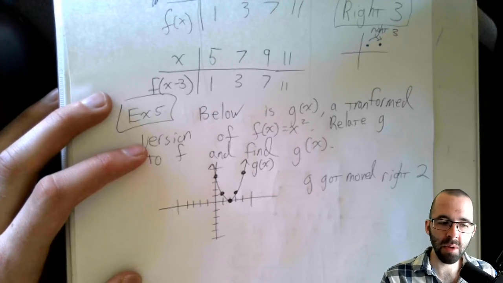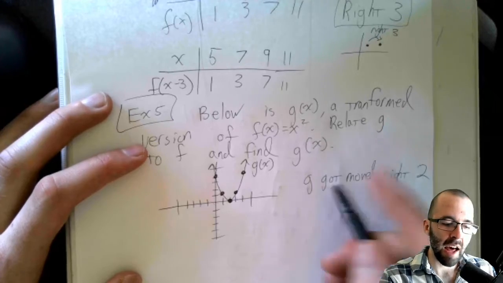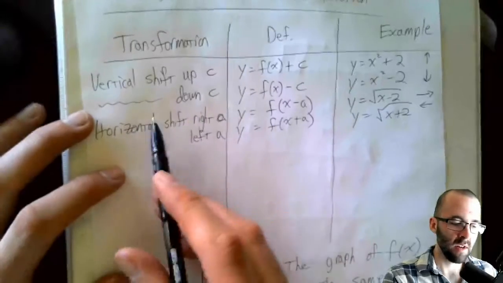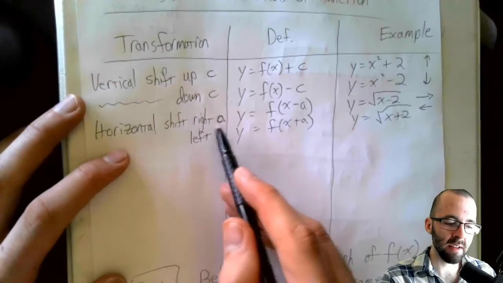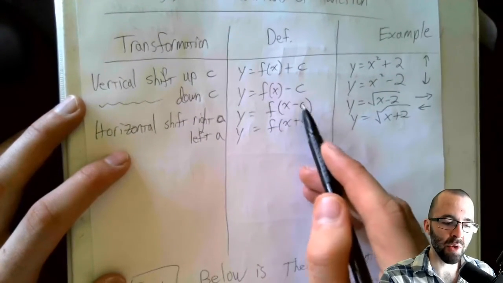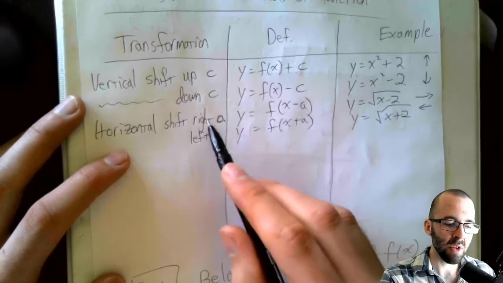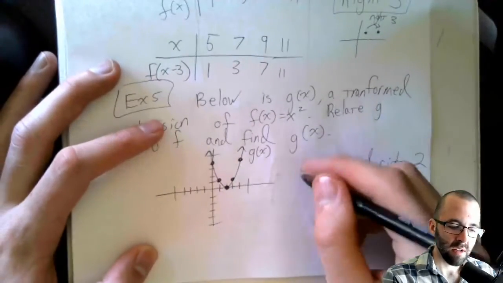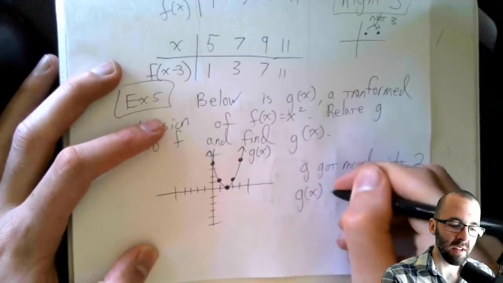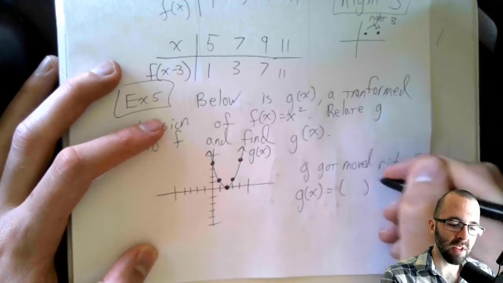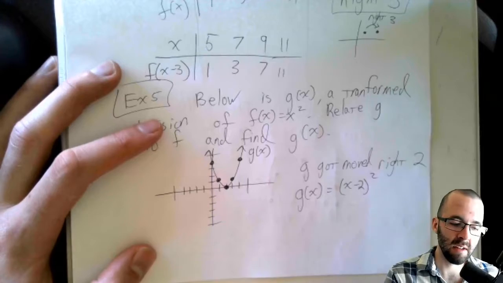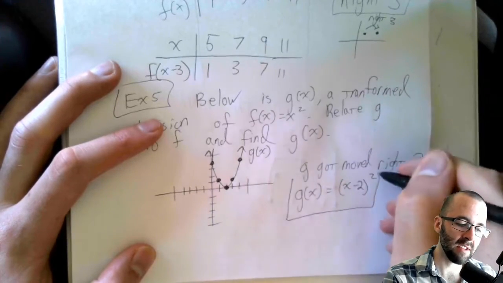So how do we do that? How do we move a function right 2 units? Well, horizontal shift right A means subtract A from the inside. So if it's right 2, we need to subtract 2 from the inside of the function. So g of x is our original function, x squared, and we have to subtract 2 on the inside. That's our answer.